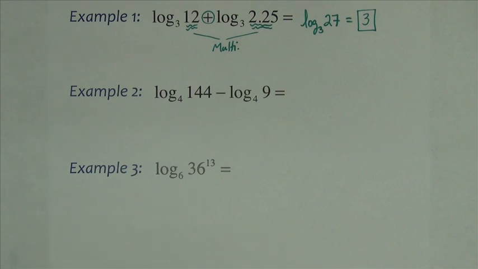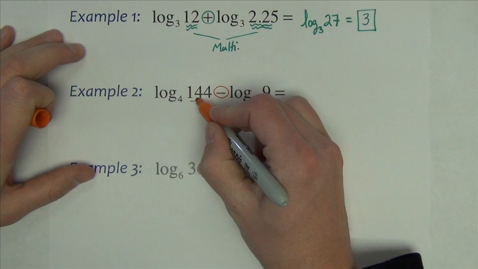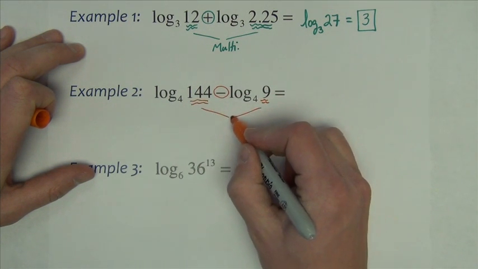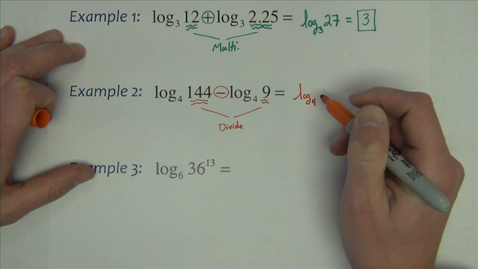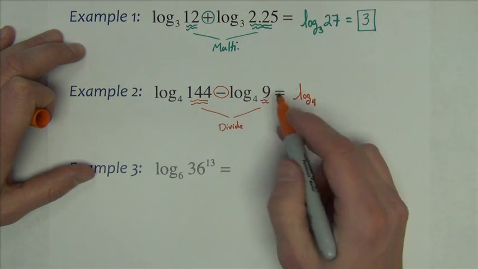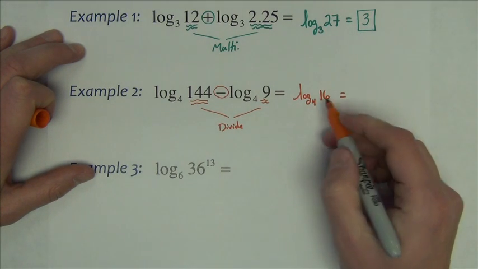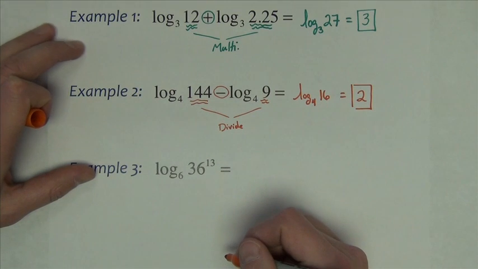The answer is 3. Next example. We see two logarithms. They are being subtracted. The subtraction tells you what to do with these two numbers. Because we are subtracting, we can divide these two numbers. This becomes log base 4 of 144 divided by 9, which is 16. If we think of that as a power, 4 raised to the second power is 16.